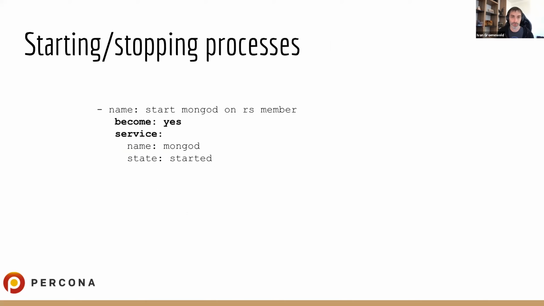Next, to start or stop a process, we saw this is very simple with the service module. One caveat here is that normally these things have to happen with the root credentials. So there is a become directive in Ansible that basically tells Ansible to sudo before running this particular task. So it gets handy for this particular piece of code, okay?